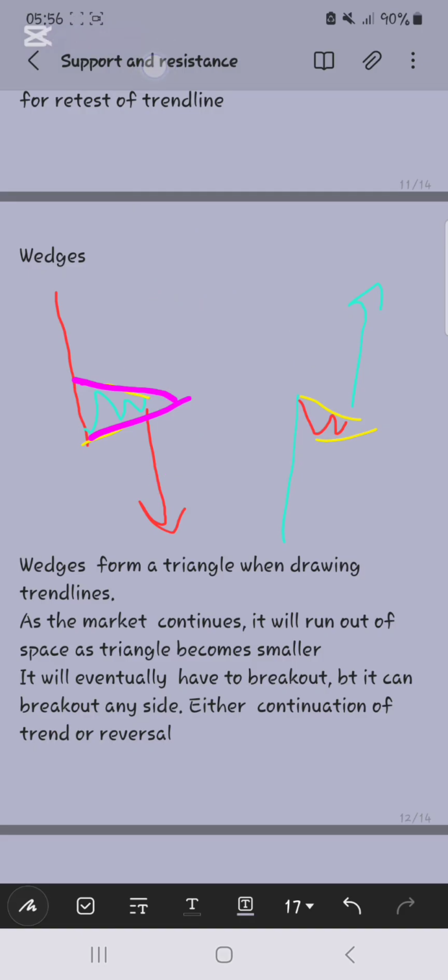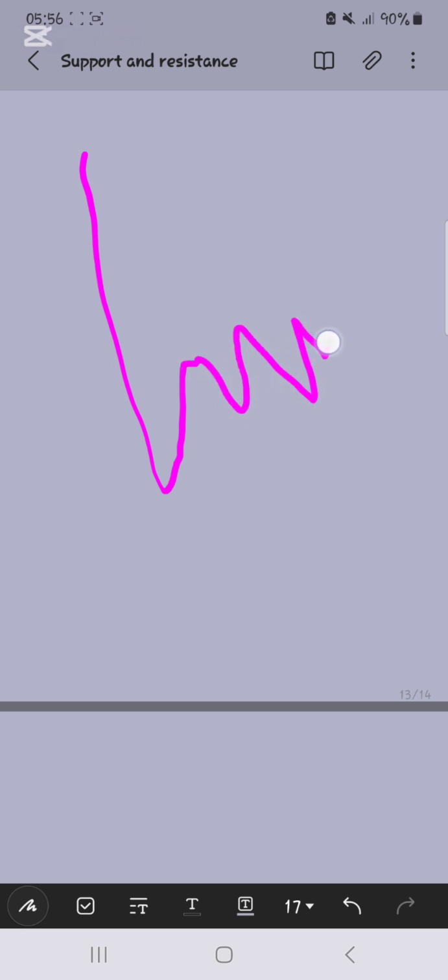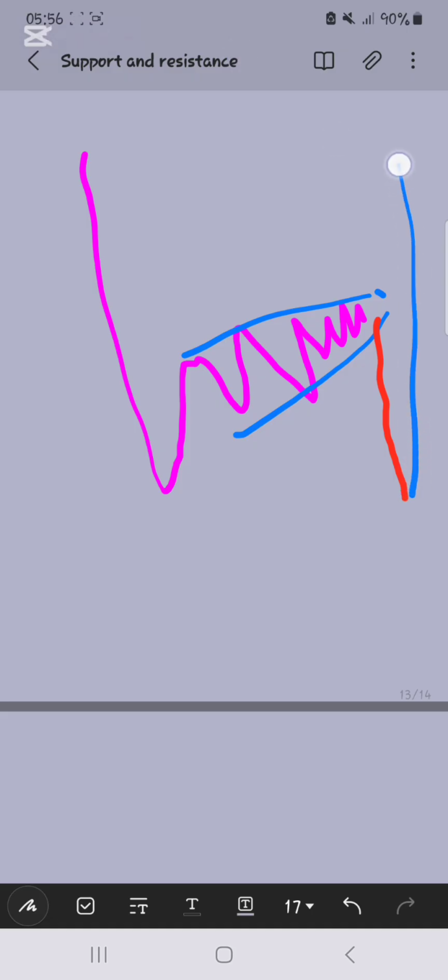Let me just draw an example for you. Usually what it does is this, or you can have a strong push to the downside and a wedge forming. Oh, don't mind my drawing skills. And then over here, if a wedge forms, what it usually does is this: you can have a breakout, continuing down with the overall trend. And after this, that's when you can have another push to the upside.